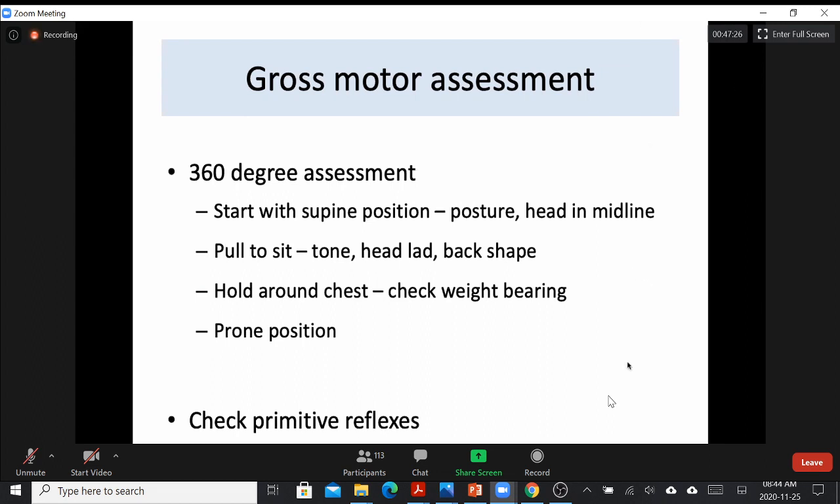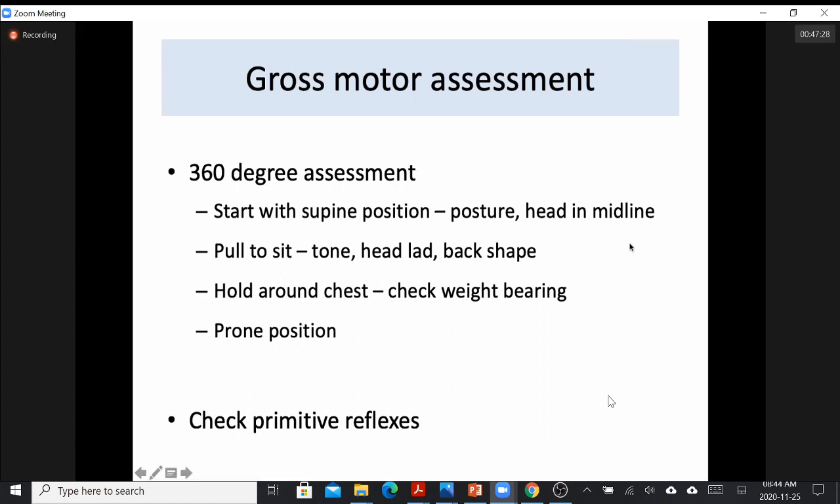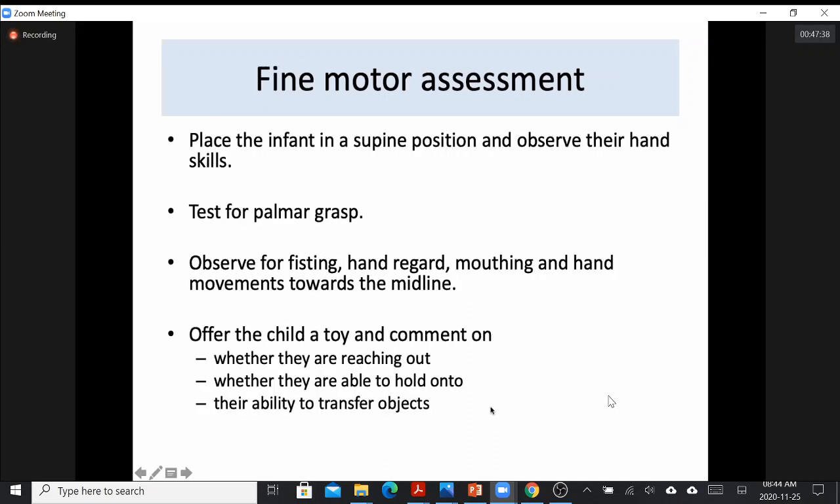You saw all this earlier. And then you put the baby down, face down, and at the same time, you check the primitive reflexes. With regard to fine motor assessment, you place the infant in the supine position and you observe the hand posture.